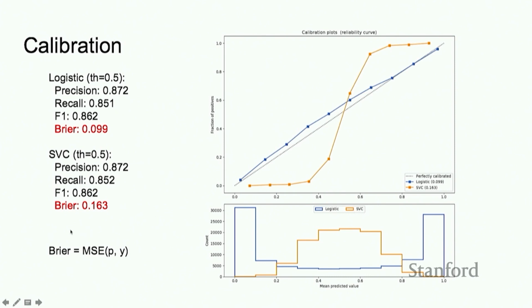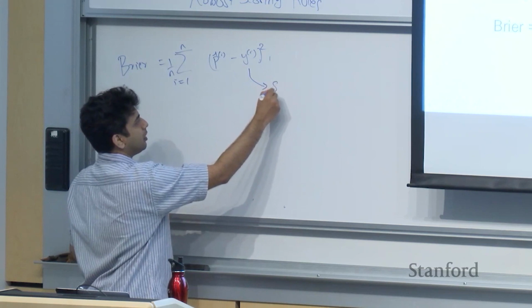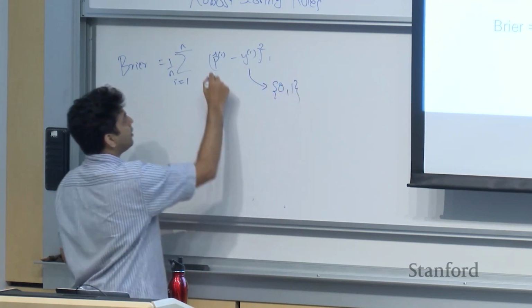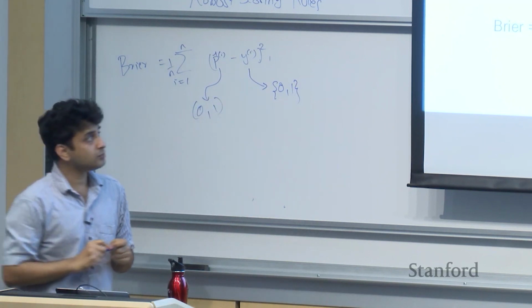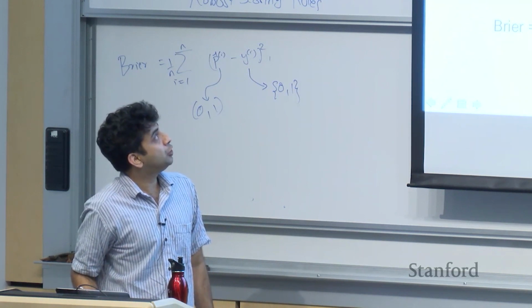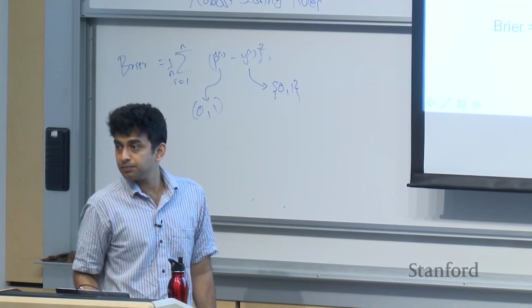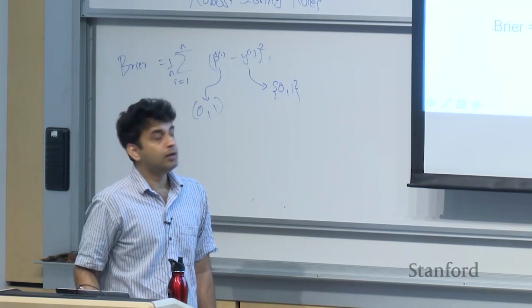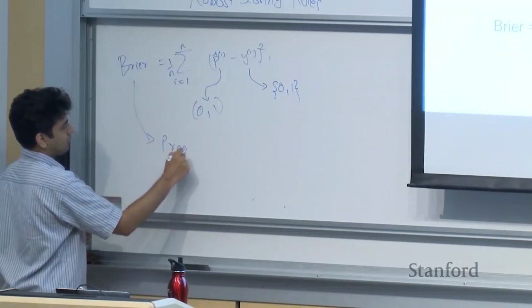So the Brier score is basically the mean squared error between the predicted probability and the label, where y is either 0 or 1, and the prediction is between 0 and 1. We see that even though the usual ranking-based metrics are exactly the same, the Brier score between them is quite different. And the Brier score is also a proper scoring rule.